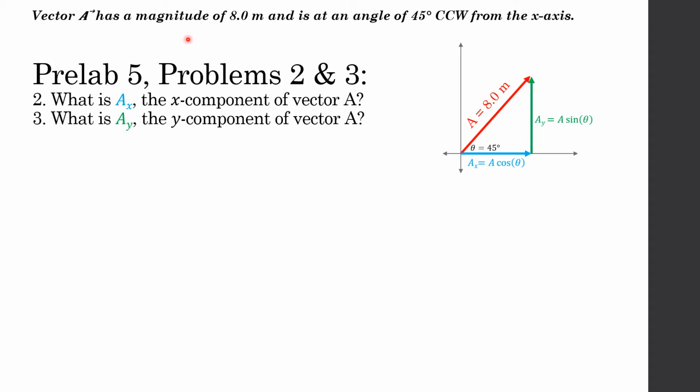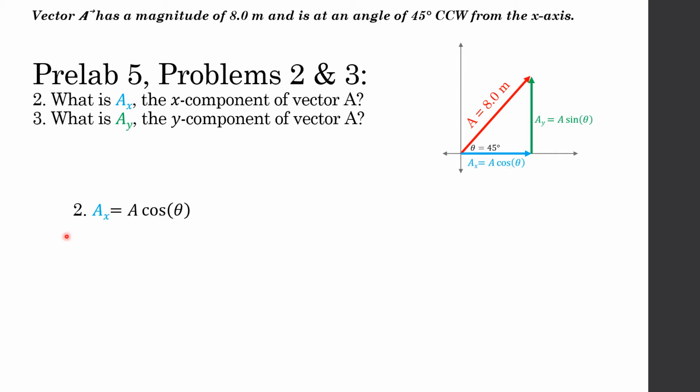They told me vector A has a magnitude of 8 meters. So there we go. This has 8 meters. And it's at an angle of 45 degrees counterclockwise from the x-axis. So remember, counterclockwise, that's this way. That's a positive angle. Okay, so this is about 45 degrees. And then I'm going to want to find AX, so my x component of that vector, and AY, my y component of that vector. So number 2 is specifically asking for AX, so I'm going to solve that first.